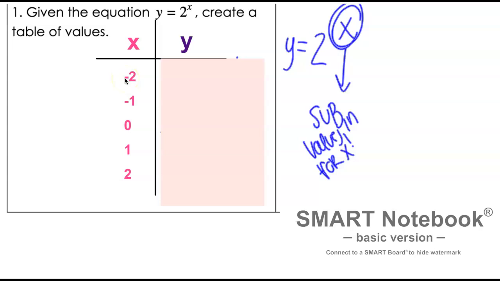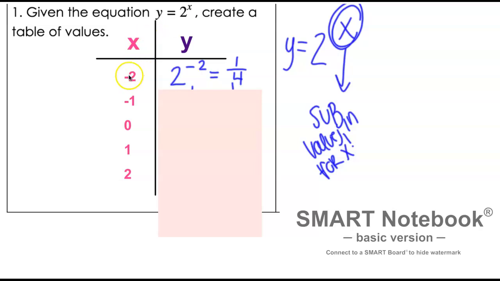So for the first entry in our table, if x is -2, that's going to turn into 2 to the -2nd power, because we're taking our original equation, y equals 2 raised to the x power, and substituting in these pink values of x. So 2 to the -2nd power, you can use Desmos to help you evaluate that. That's equal to 1/4. Because remember from our exponent rules that we just learned, when we have a negative exponent, we rewrite the reciprocal of the fraction and we make the exponent positive.